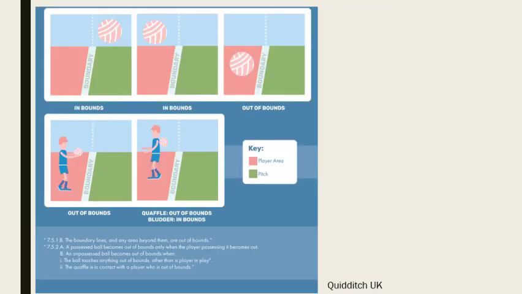And again, summary page here. So the ball, if it's in the air, it's in. If it's in the air on the pitch side, it's in. If it touches anything outside, it's out. However, if the thing it touches is a person who's in play, if it's a quaffle, it's considered out. If it's a bludger, the ball is considered in.